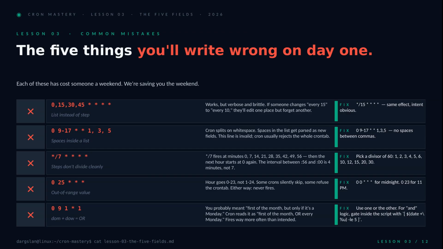Before you go off and write your own, here are the 5 mistakes everyone makes on day 1. Listing every 15th minute instead of using a step. Spaces inside a list, which cron treats as field breaks. Step values that don't divide 60 cleanly, leaving you with a ragged gap at the top of every hour. Out-of-range numbers like hour 25, and the day of month plus day of week trap, where cron reads OR when you meant AND. Each of these has cost someone a weekend. Now they won't cost you one.